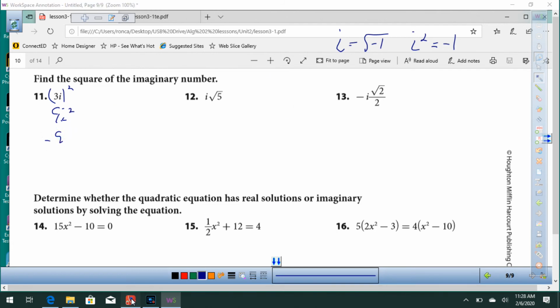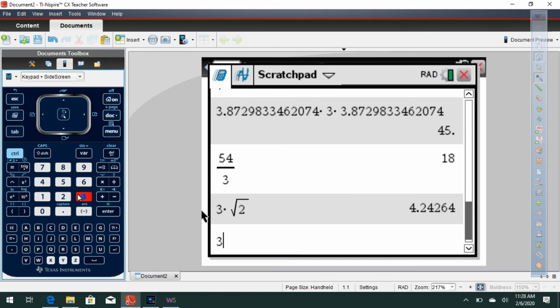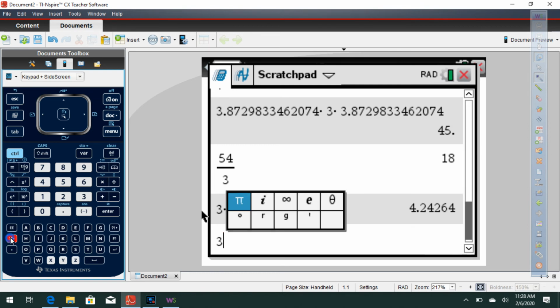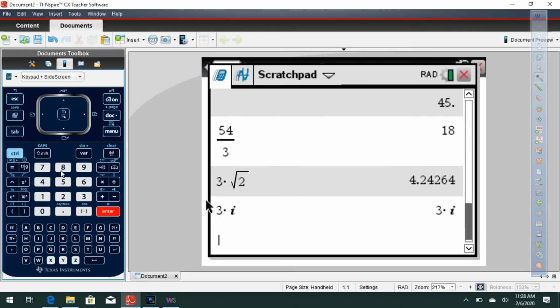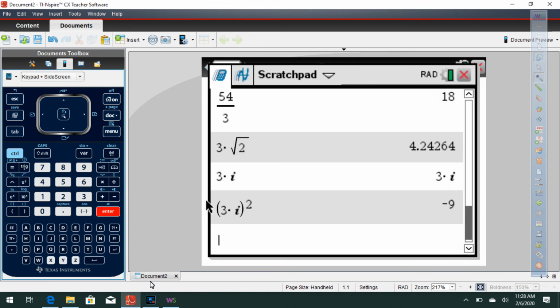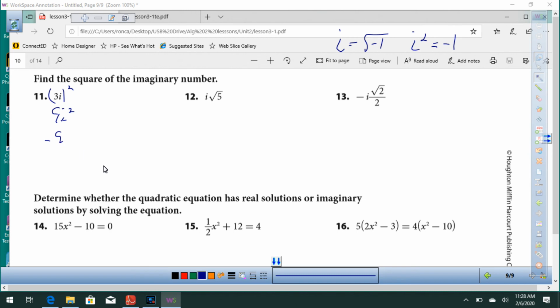And we can try that in our calculator. Now you don't want to use this i in here. You want to press the pi button, and you got the number i. All right. Now, let's see here. Open parentheses and grab that. Close parentheses squared, and that gives you negative 9, which is what we got here.